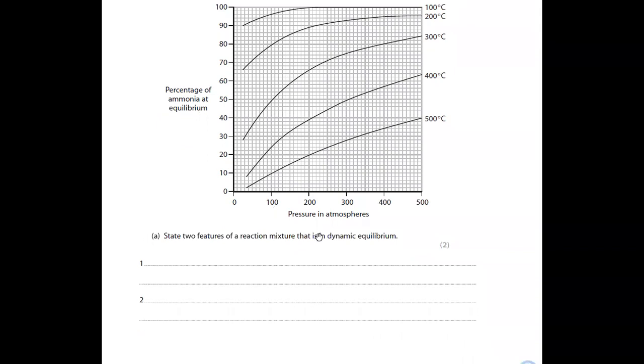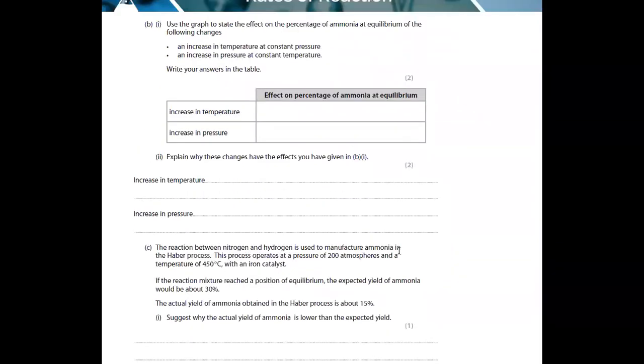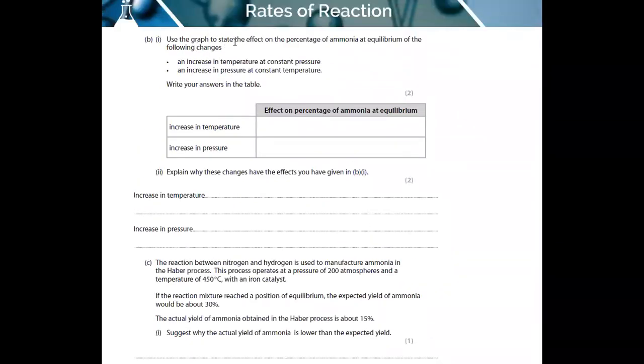So they're saying state two features of a reaction mixture that is in dynamic equilibrium. One, the concentration will remain constant, and second, the rate of forward and backward reactions will be the same. Good job, that's correct. Now they're saying use the graph to state the effect on the percentage of ammonia at equilibrium of the following changes: an increase in temperature and an increase in pressure.